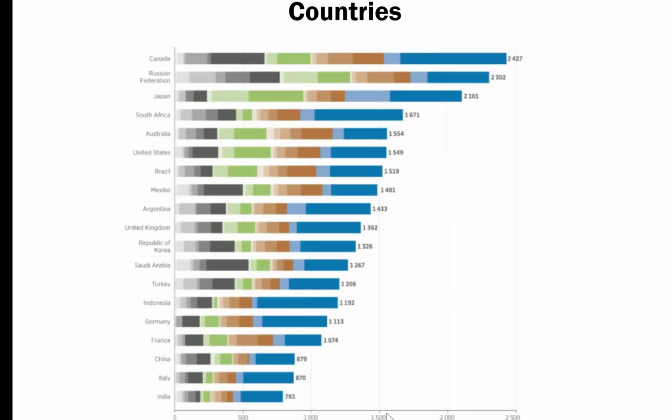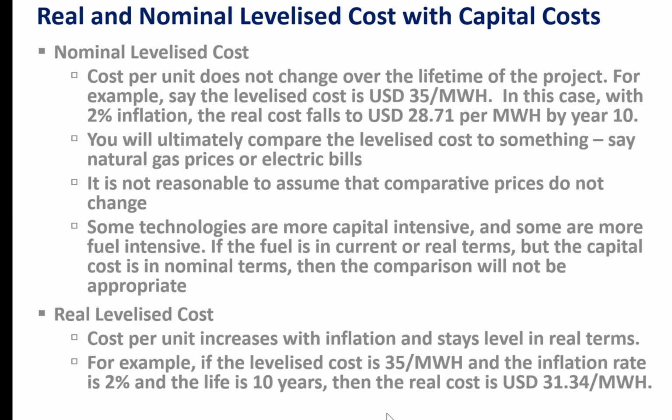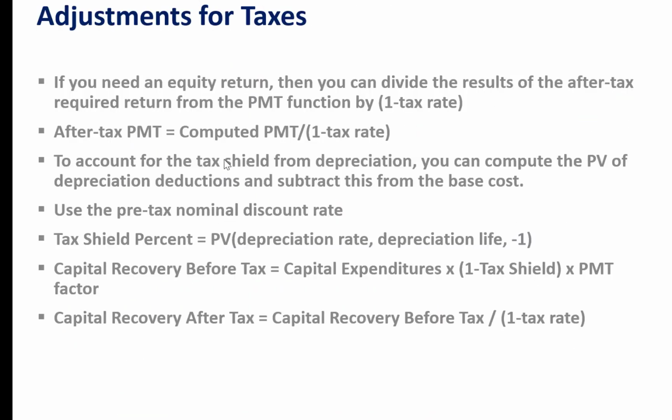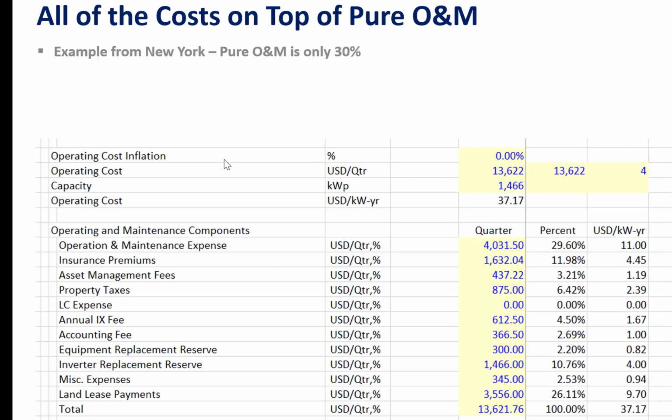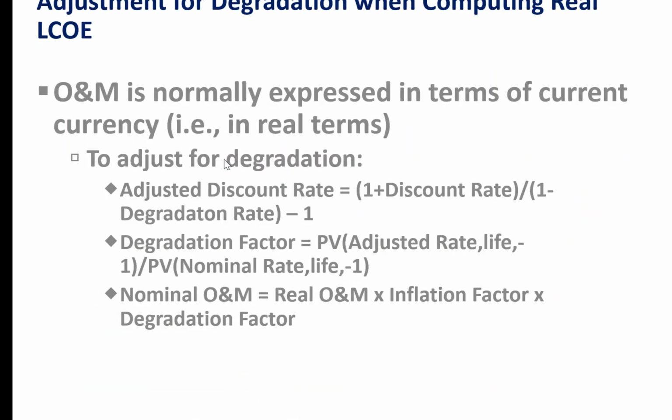We're going to use the real rate instead of the nominal rate. Sorry to work you through this, but oh, here it is, the nominal and the real costs. We're going to use a real discount rate and compute the PV of the real discount rate. Later we're going to make an adjustment for taxes, but not in this video.